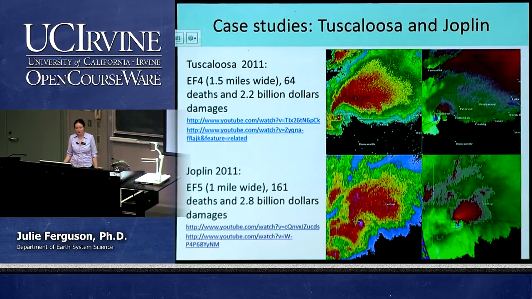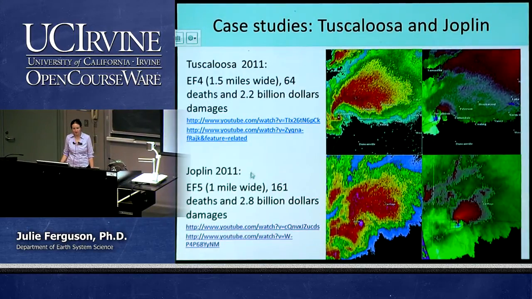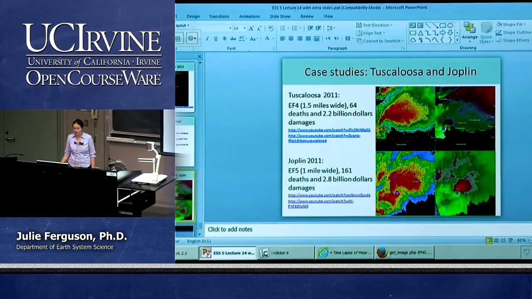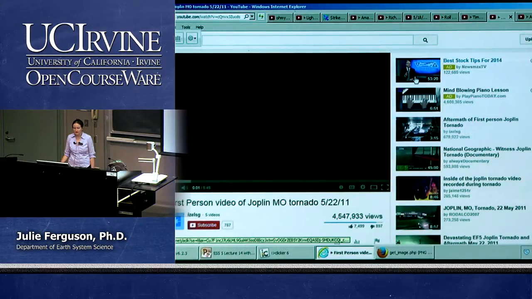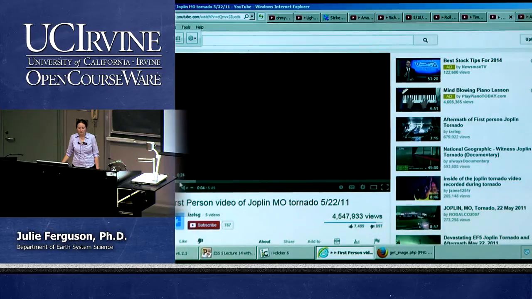And lastly, we have Joplin, which was an incredibly damaging tornado. It was an EF5, a really strong tornado. It was 1 mile wide. It caused 161 deaths and $2.8 million of damage. I'm not going to show you all of these, but if you are interested, there are some very, very intense videos.